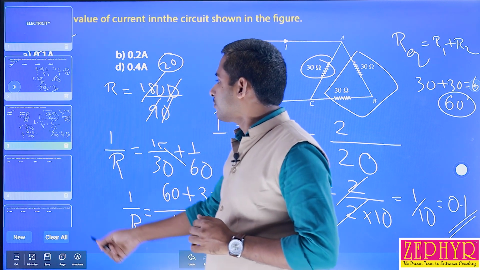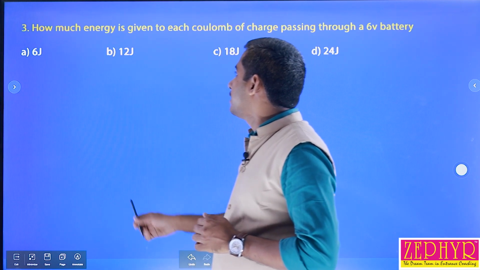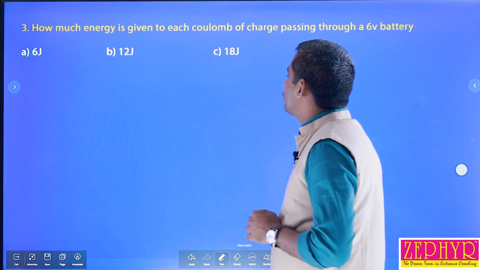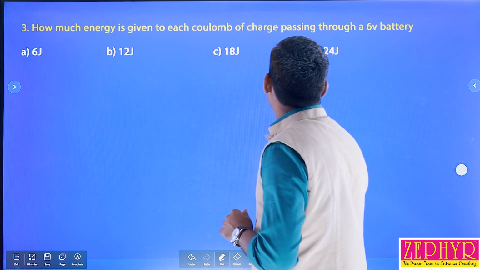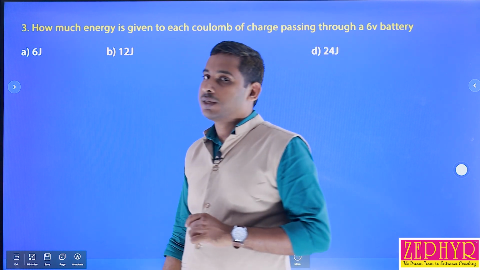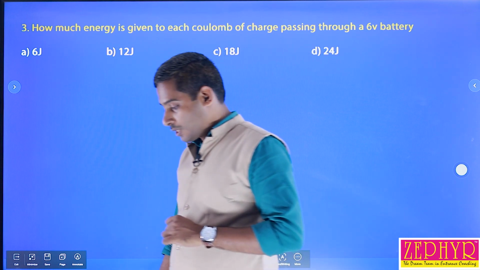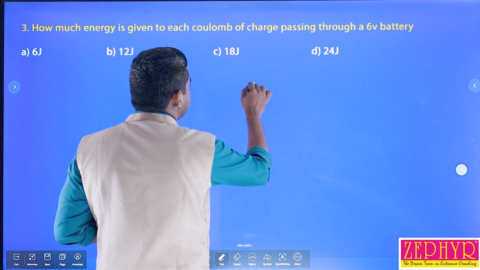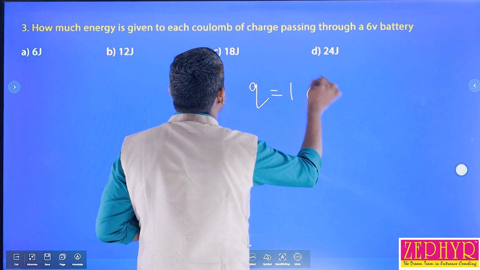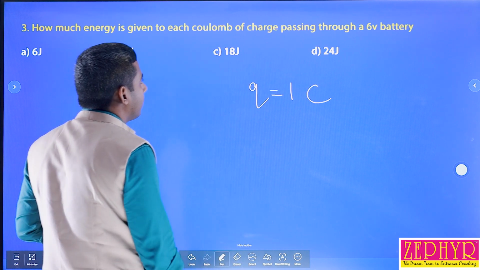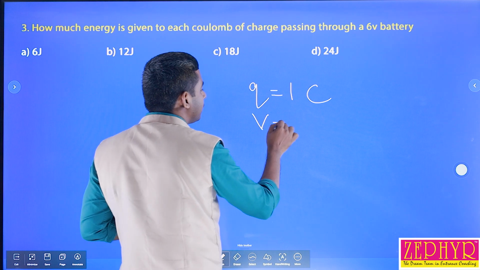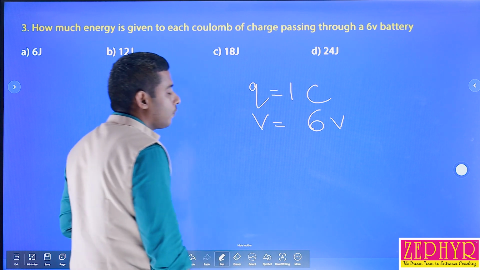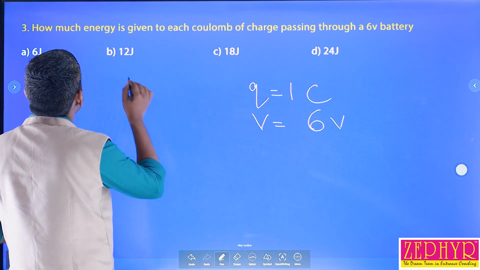Okay students, third question. See, the question: how much energy is given to each coulomb of charge passing through a 6-volt battery? They are asking how much energy is given to each coulomb. So they said Q equal to 1 coulomb. Then voltage, the potential difference, they are saying 6 volt. The question is energy.